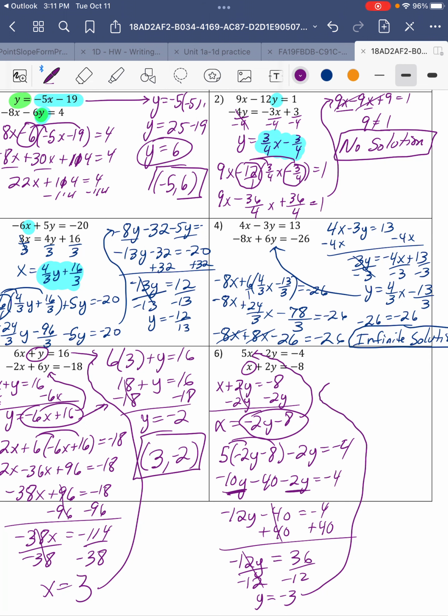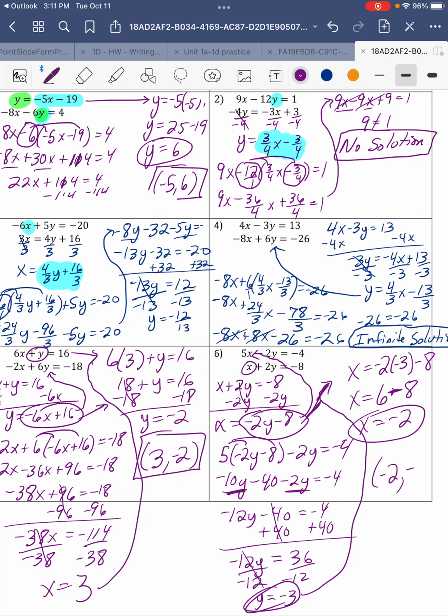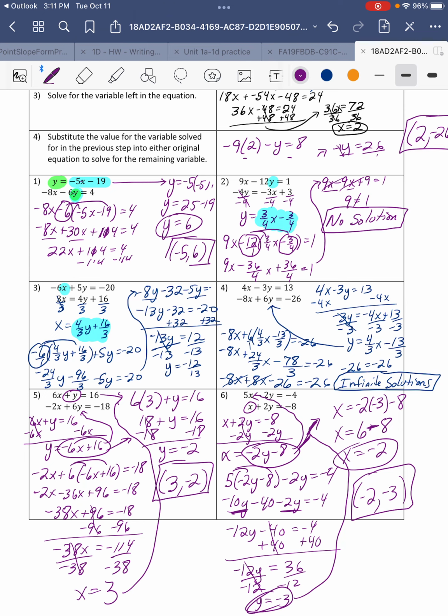Substitute that into one of the equations. I'm actually going to do this bottom equation because that's the easiest. X equals negative 2 times negative 3, because we already have x solved for. I'm just going to substitute in for y that we just found. So negative 2 times negative 3 is 6, minus 8 is negative 2. So our x value is negative 2, our y value is negative 3. And looking at number 3, we'll have to do that in class.